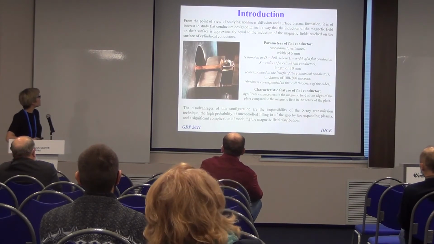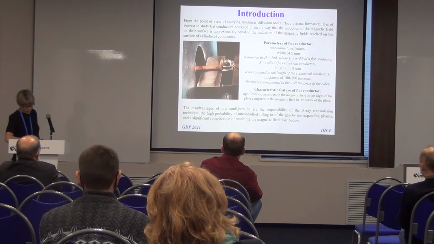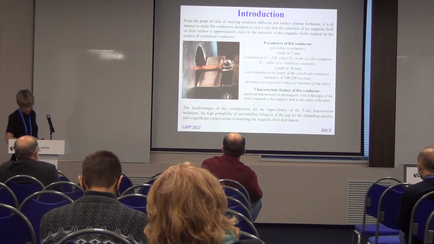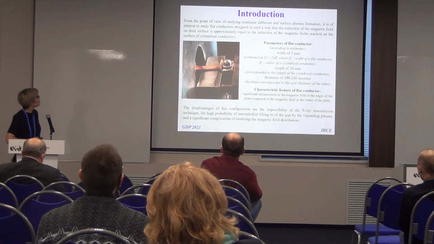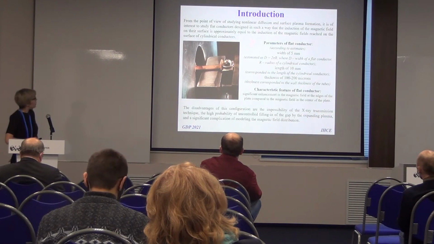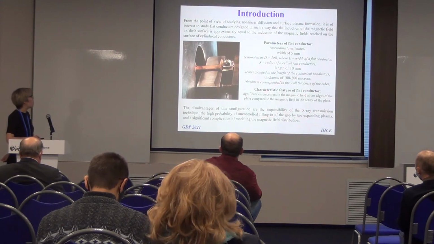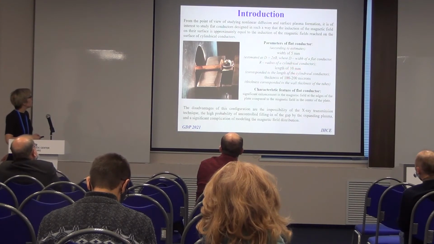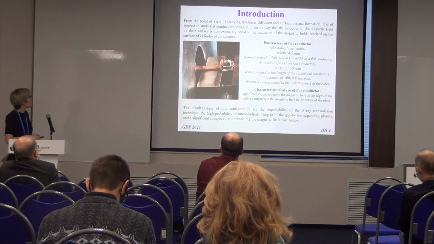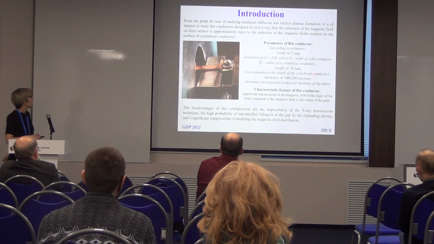A flat conductor is designed in such a way that the induction of the magnetic field at its surface is approximately equal to the induction of the magnetic field on the surface of a cylindrical conductor. To solve this problem, the width of the flat conductor should be approximately of this size. According to estimates, the length of our flat conductor is 10 millimeters, and the thickness was about 100 or 200 microns.